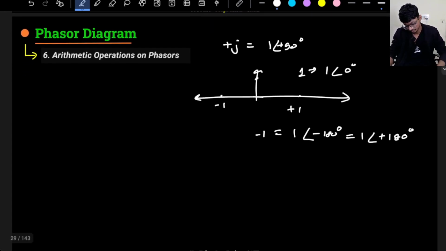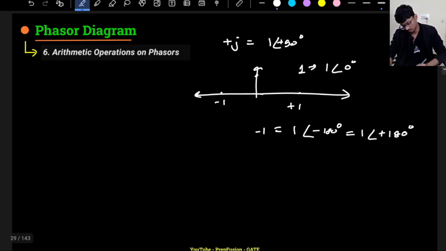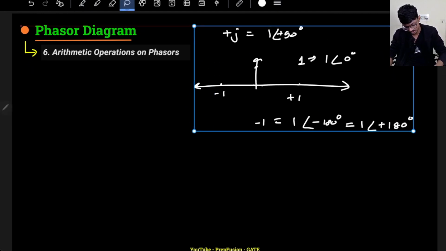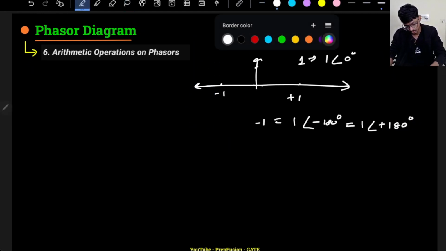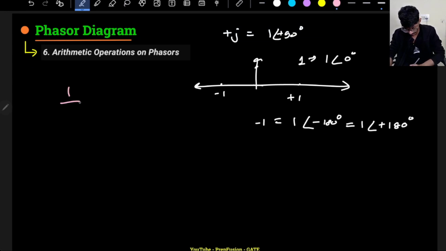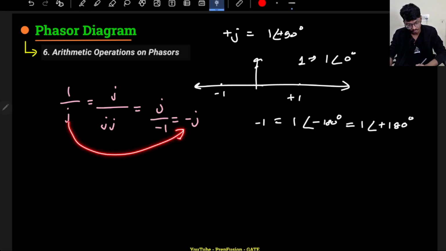Now let's discuss this number, 1 by j. For 1 by j, if you remember, you write directly minus j, but how does it come? Basically you multiply and divide by j, numerator and denominator. So it is j into j, and you know j square is minus 1. I hope you know this, right? So this is j divided by minus 1, or this is minus j only. So we write this directly, but if you want to know how this came, this is how it came. Okay, so it is minus j.